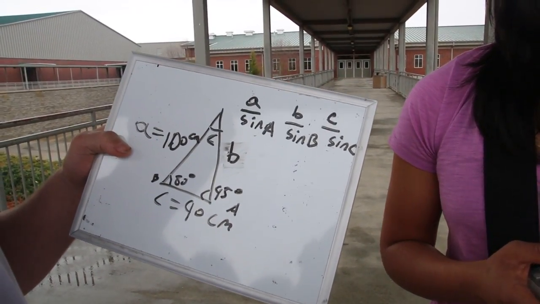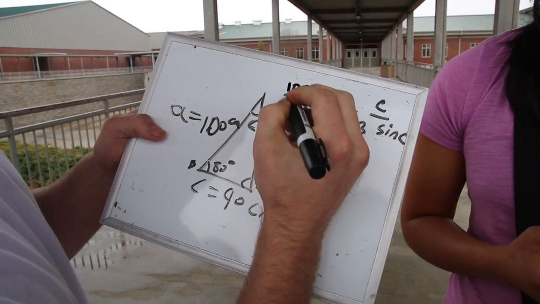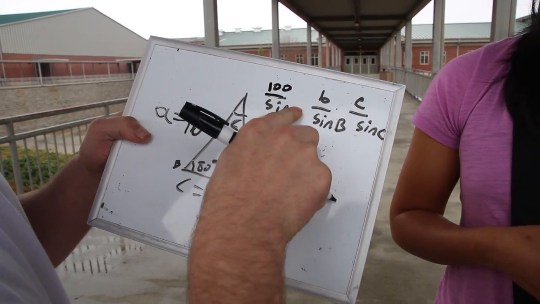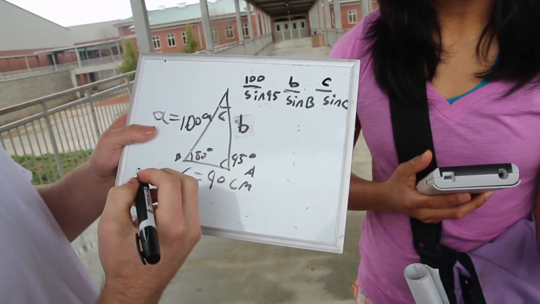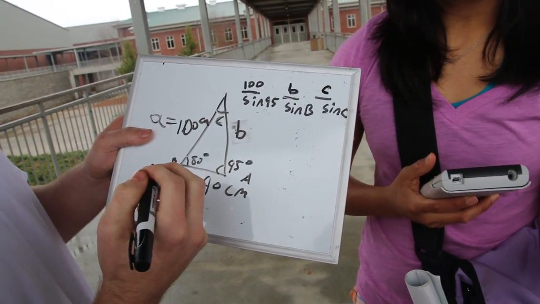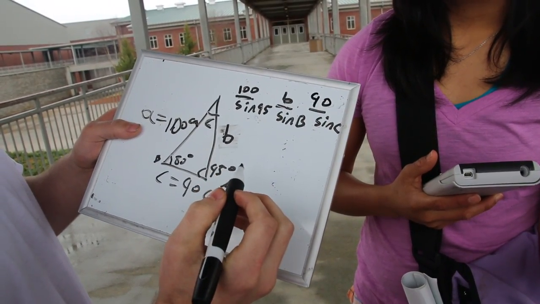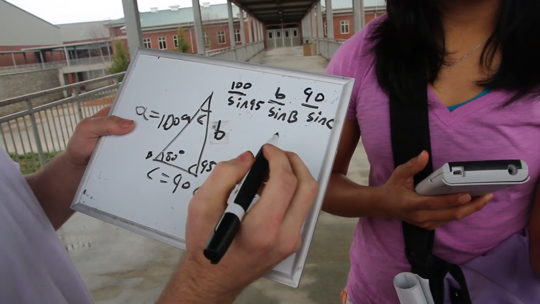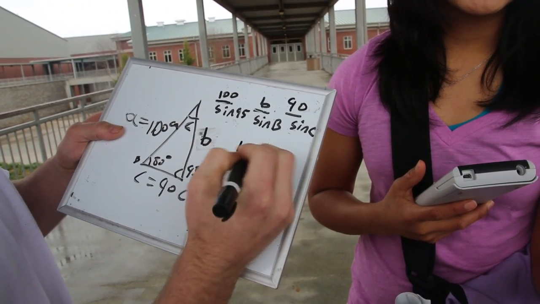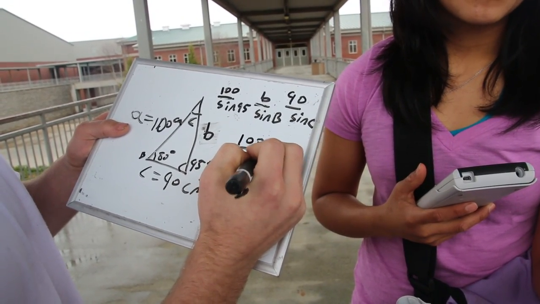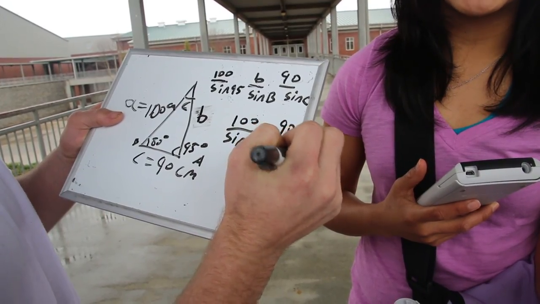So we're going to set this up as 100 divided by sine 95, and now we're going to plug in 90 for side C. We are trying to solve for sine C, C being our unknown. To do this, we will plug into the calculator 100 equals sine C, and sine 95, 90 over sine 95.